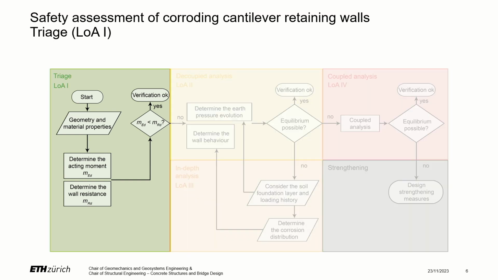We start right away with the first stage, which is the most basic one. It's called triage, and it relies on basic knowledge about the geometry of the wall, such as the height and the thickness, and its reinforcement, and on the material properties, such as the soil properties. We can then determine the acting moment on the wall and the wall resistance, and compare them to verify the safety of the walls.